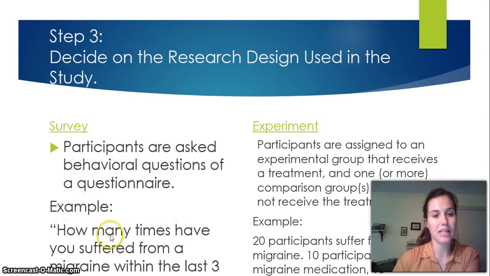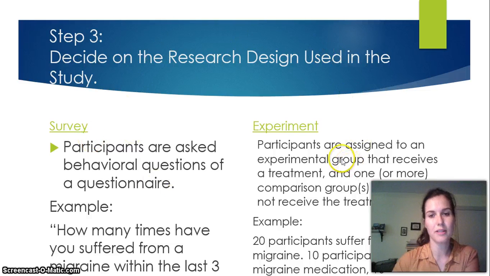For example, how many times have you suffered from a migraine within the last 3 weeks? Other questions are, how often do you smoke, right? Survey questions also include demographic questions such as how old are you, what gender do you identify with, what race do you identify with. All those questions are survey questions.